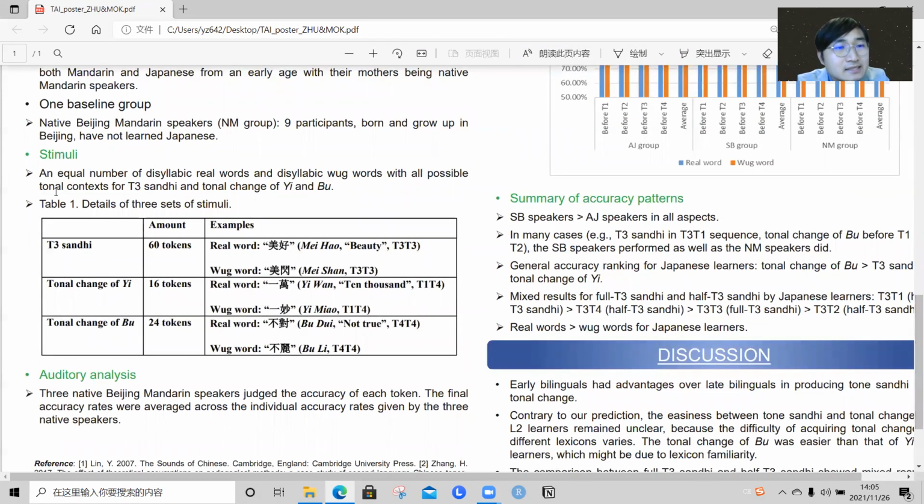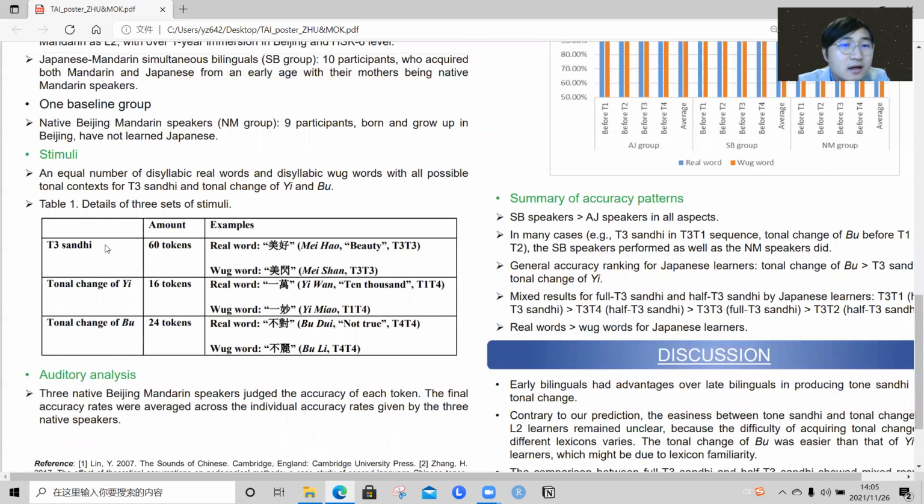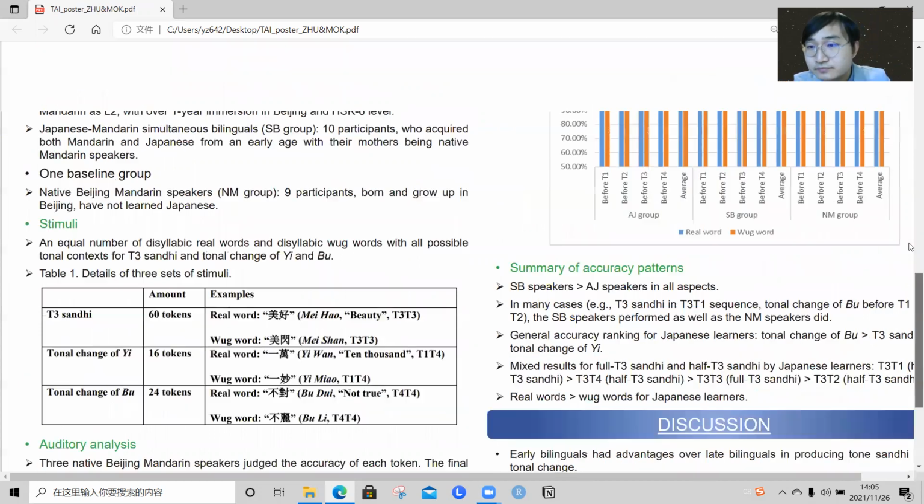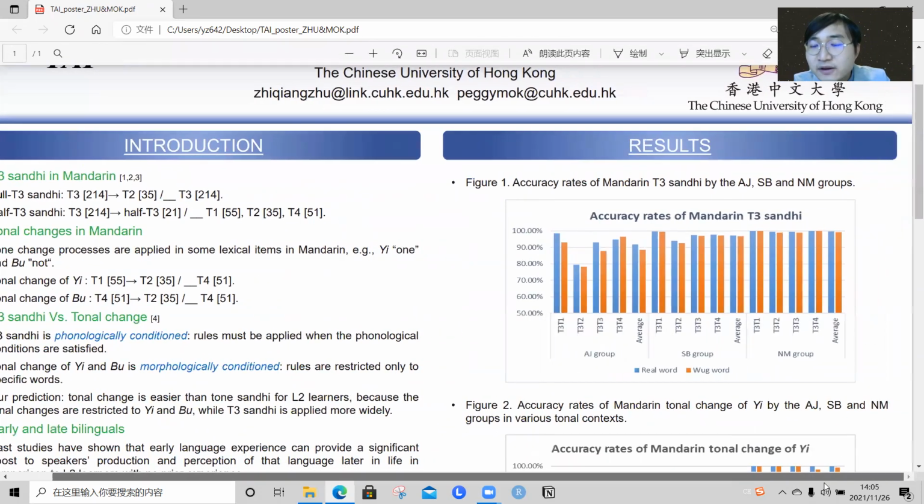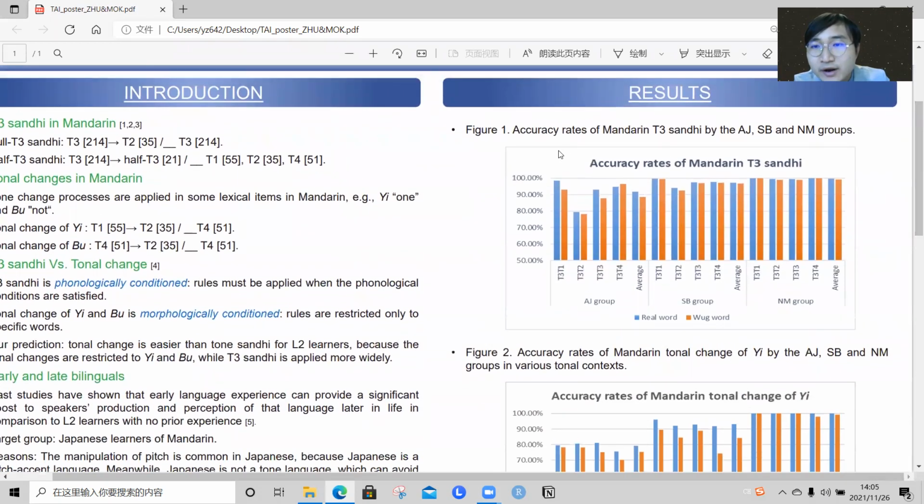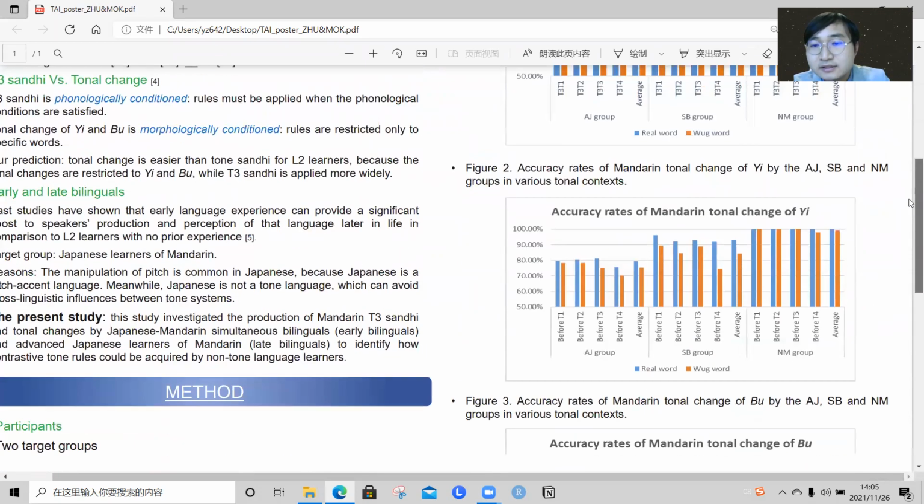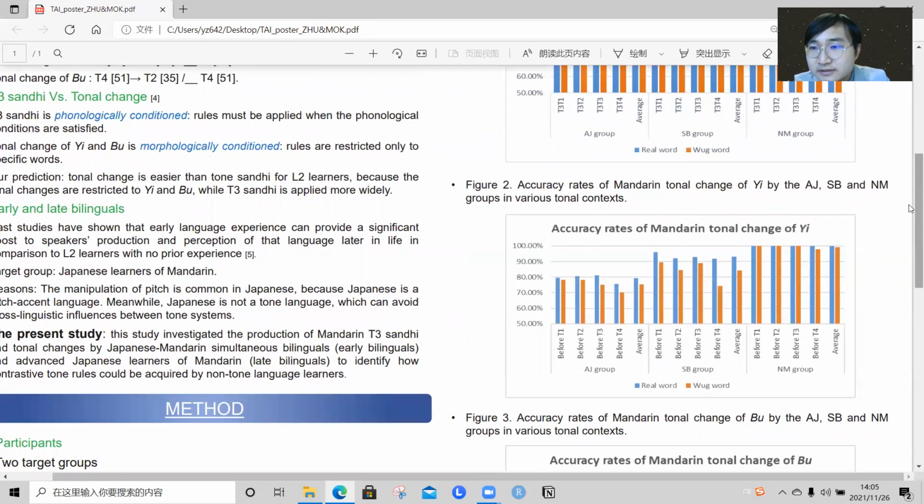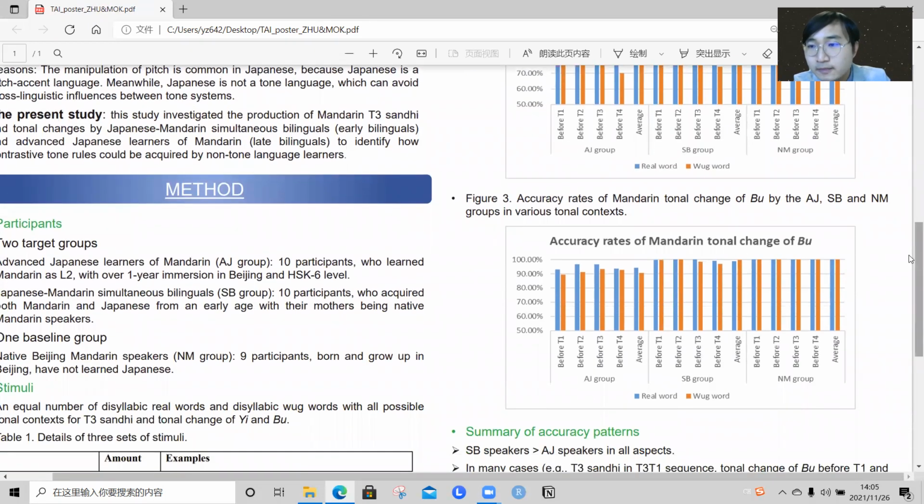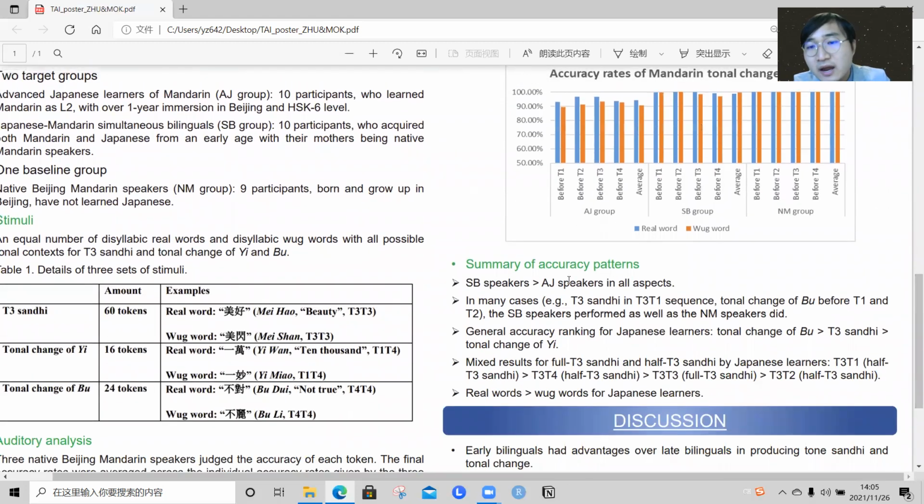For the stimuli, it's an equal number of disyllabic real words and disyllabic wug words with all possible tonal contexts. There are 3 sets of stimuli: tone 3 sandhi, tonal change of yi, and tonal change of bu. And 3 native Beijing Mandarin speakers judged the accuracy of each token. The 3 figures here show the accuracy rates of Mandarin tone 3 sandhi, tonal change of yi, and tonal change of bu.